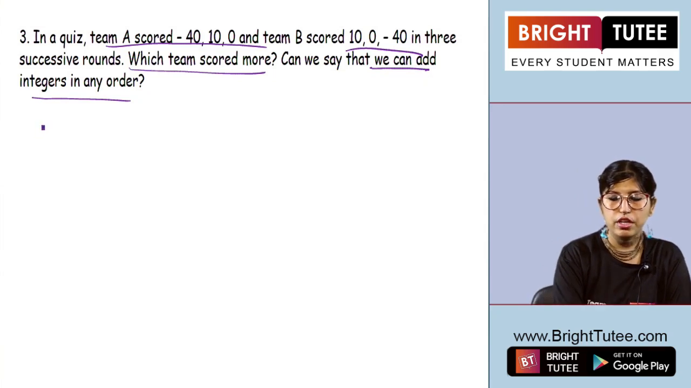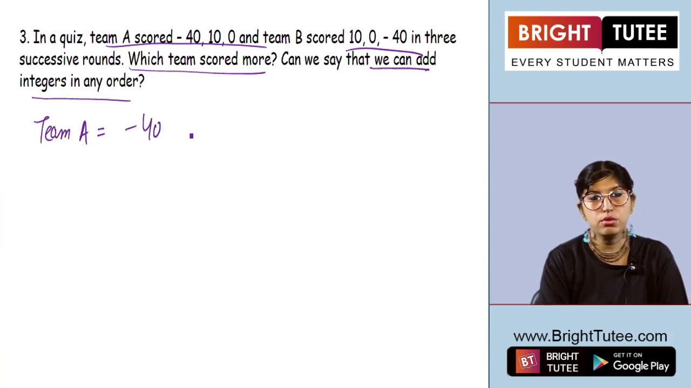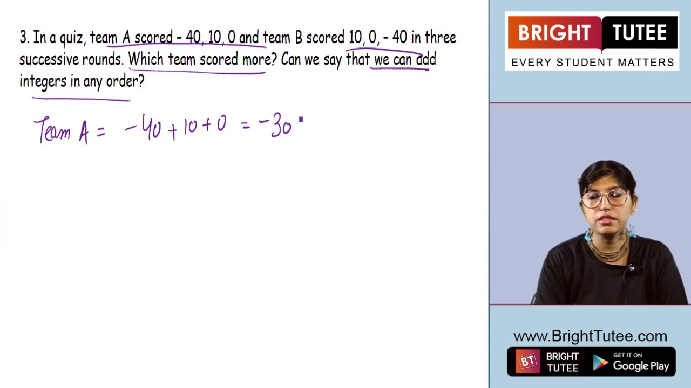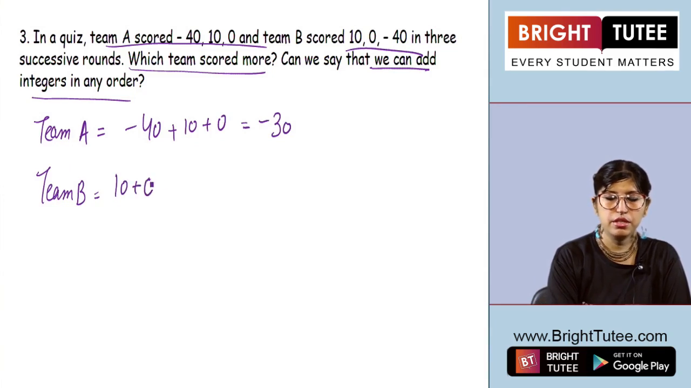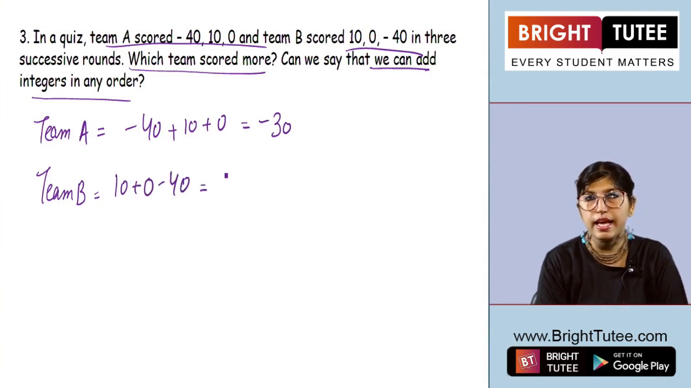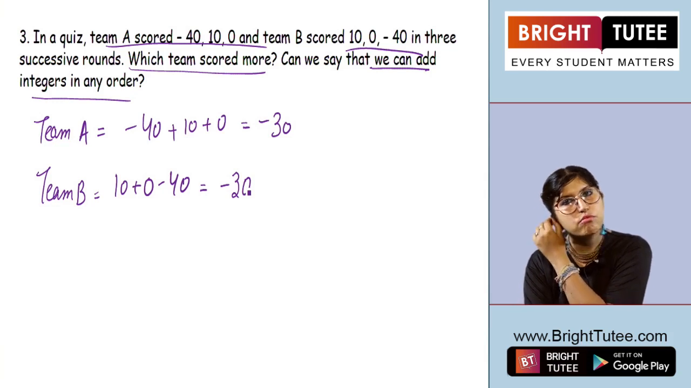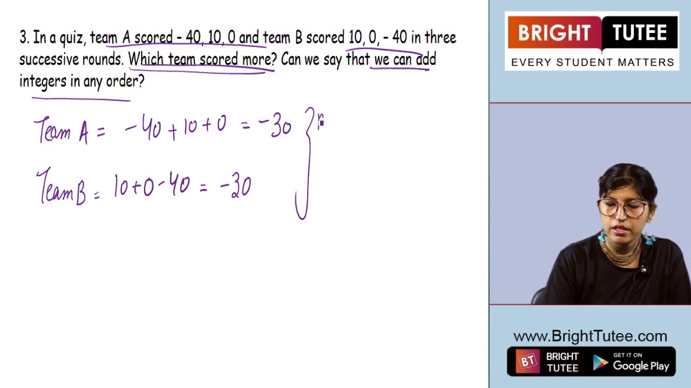Let's try it out. So if I just write it down for team A, the scores are -40, 10 and 0. So to find out the total score for team A, we need to add all of them. So we're getting -40 plus 10, which is -30, plus 0, which is -30 only. So scores for team B, 10 plus 0 -40. So 10 plus 0 is 10, -40 is -30. So we can see that team A and B both got the same scores. So which team scored more? We can write it down. Both the teams scored equal.